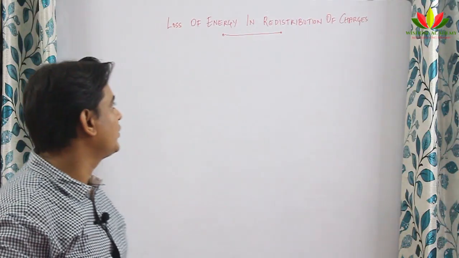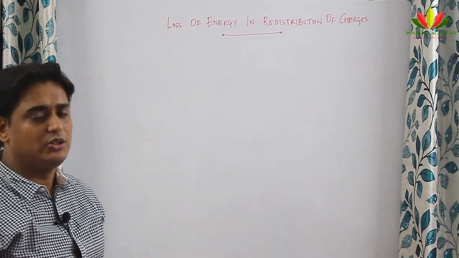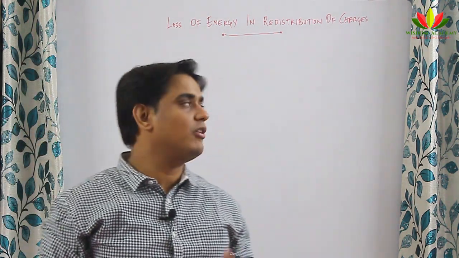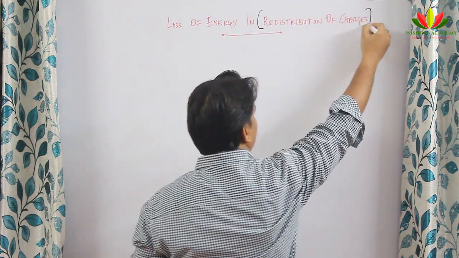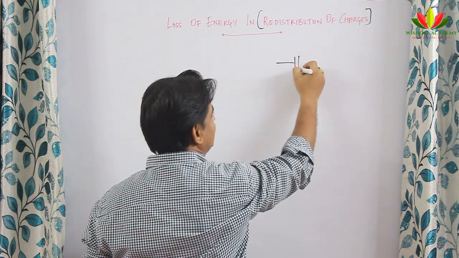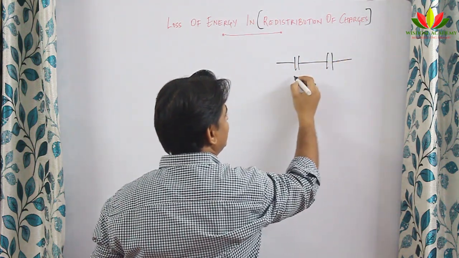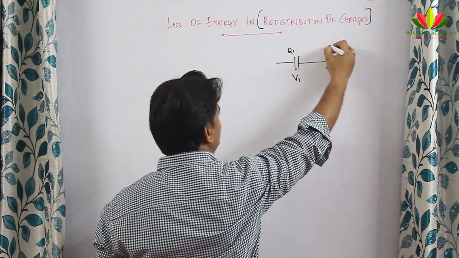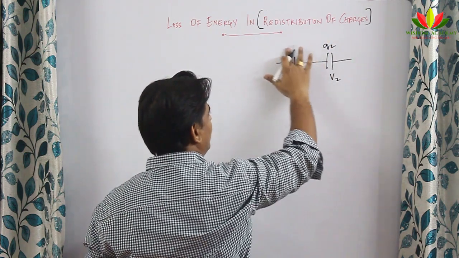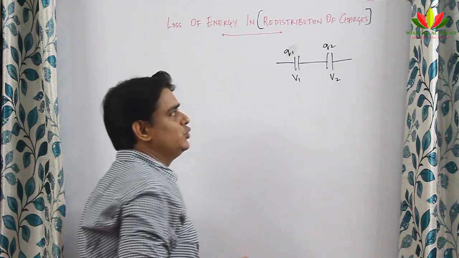Let us see loss of energy in redistribution of charges. Before I talk about loss of energy, I want to tell you about redistribution of charges. So what is this redistribution of charges? For that I will take two capacitors. Let these two capacitors be at potential V1 and V2, and let the charge on these two capacitors be Q1 and Q2.